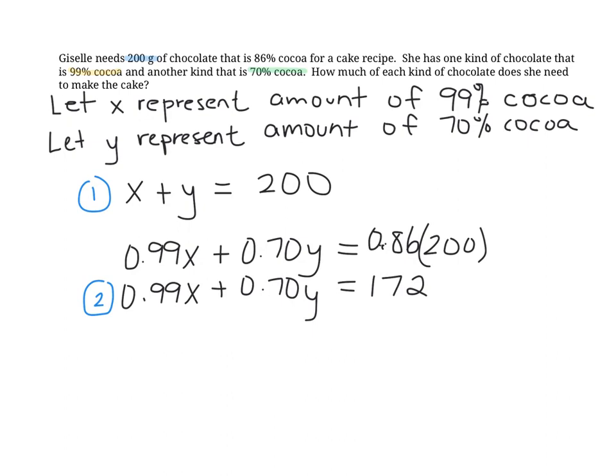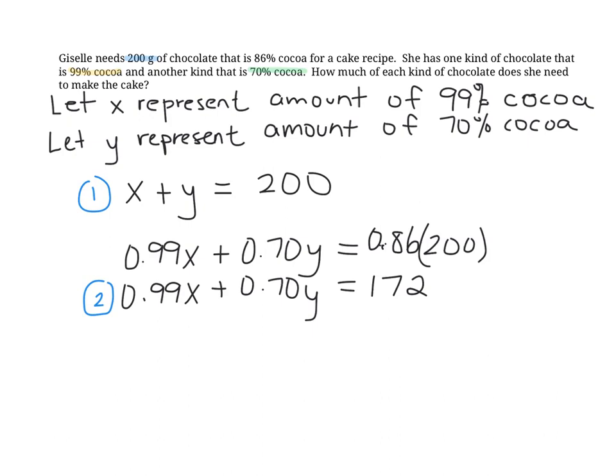So we have one equation that represents the weights or the amounts of cocoa we are blending together to get a total weight of 200 grams of chocolate. And the second equation incorporates the percentages of cocoa and the weights that need to be blended together to get 172 grams of chocolate that is only 86% real cocoa.